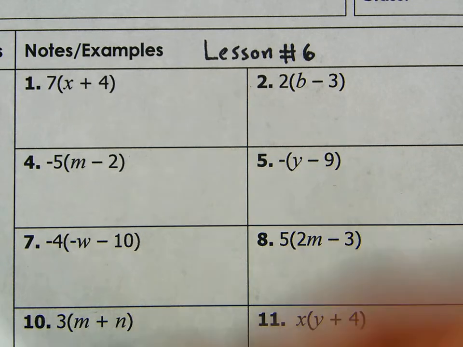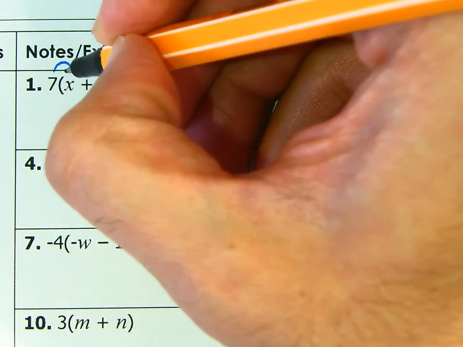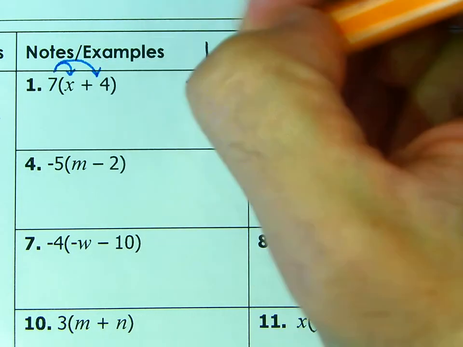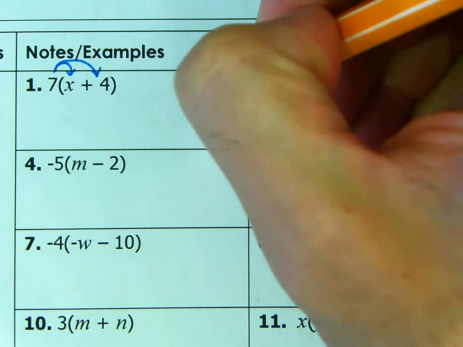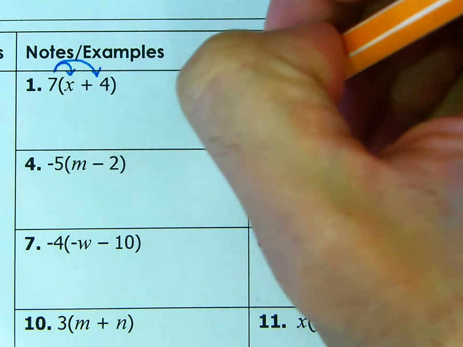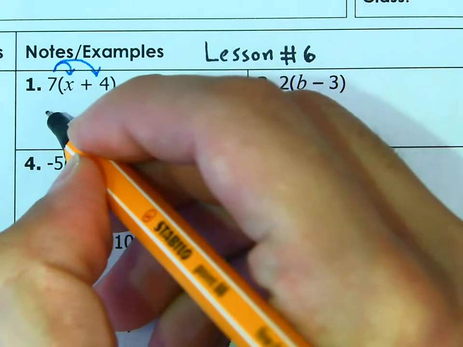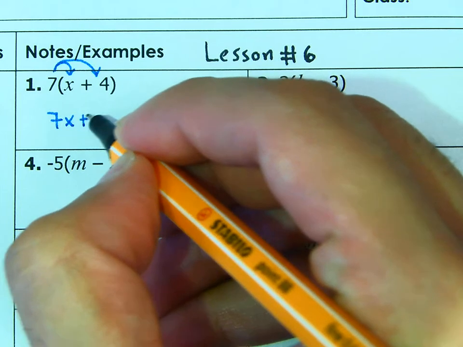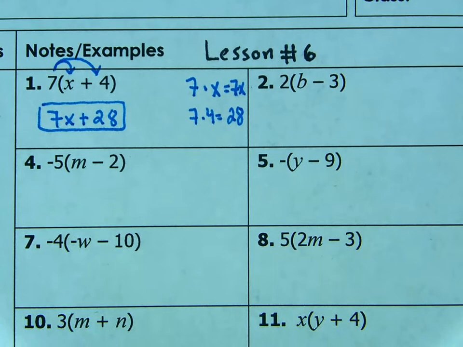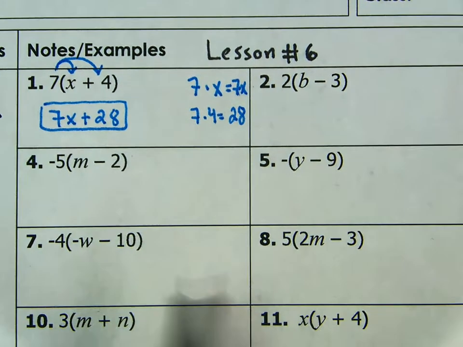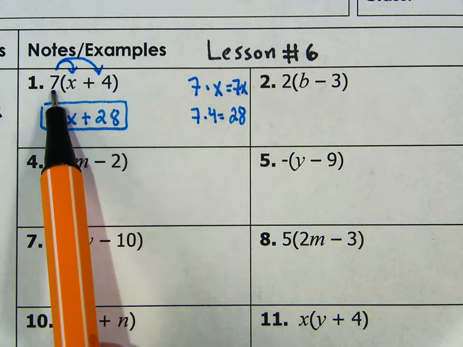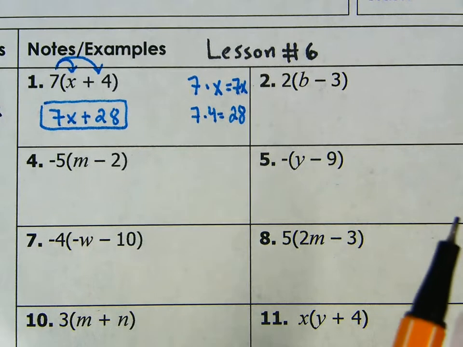Let's see. So here, we need to distribute 7 times x, right? And then 7 times 4. And here, what is 7 times x? That's just 7x. 7 times 4 is 28. So then here, we're just going to have 7x plus 28. Easy peasy. If you need to use the calculator, go for it. But what you should do is you should try and do the calculation. You should try and think what it is first before you use the calculator.